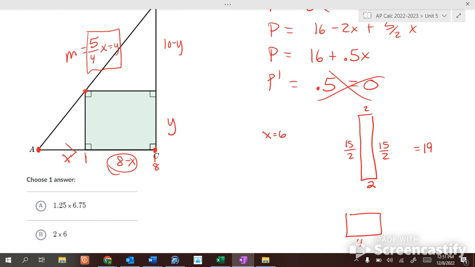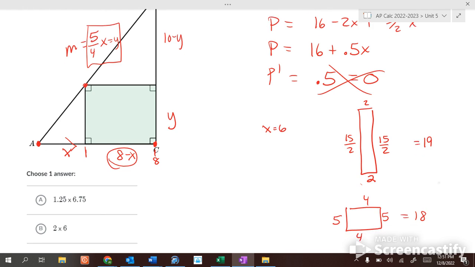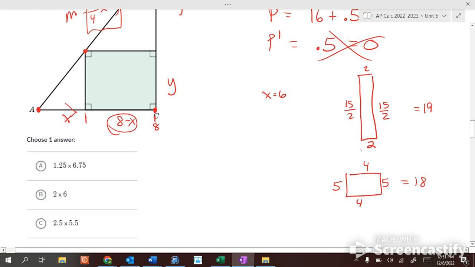How tall would it be? Five. Because 5/4 of 4 is 5. And so then this would be 18. Okay. Then if we made it, like, if x was 2, then these two would be 6.